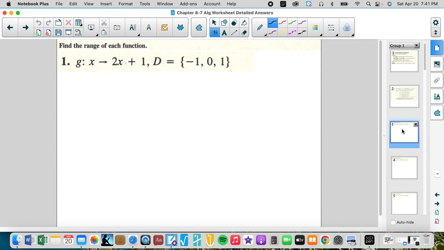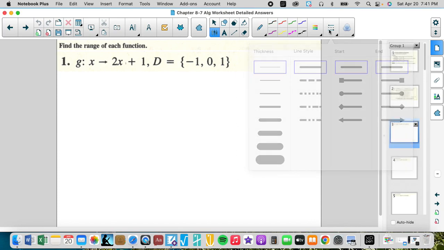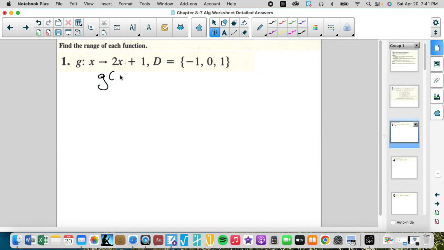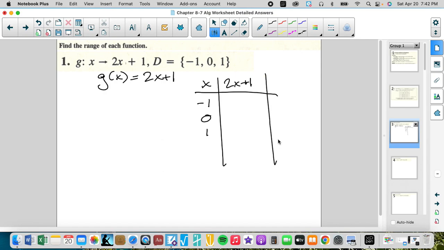So let's start off. This is going to be arrow notation. So really what this says, let's change that depth of the pen. G of x equals 2x plus 1. We're going to input the values x, -1, 0, and 1 into the equation 2x plus 1, and then we will get an output. We're going to get an output of g of x.